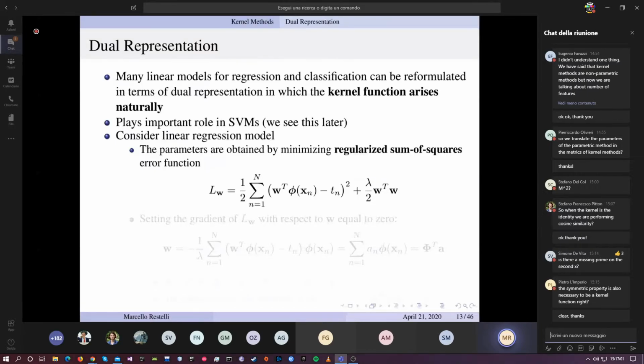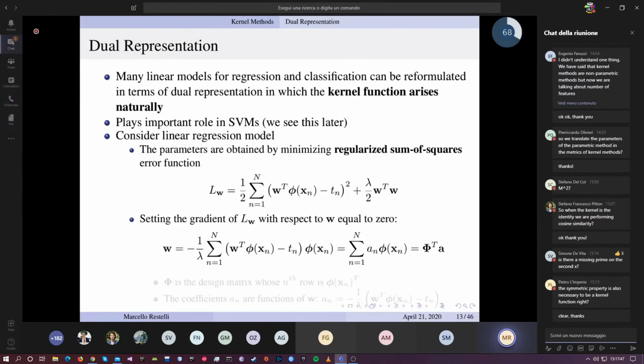Okay, so this is the traditional loss function. So now, our goal is to show that this loss function can be rewritten by making phi disappear. So we want to make phi disappear, and we want to replace phi with the kernel. In order to do this, we need to rewrite this loss function to make appear only scalar products of phi with itself in another point. So we need to find this kind of scalar products. In order to do this, we do the following transformation. We take the gradient of this loss function with respect to W, and we put this gradient equal to 0.